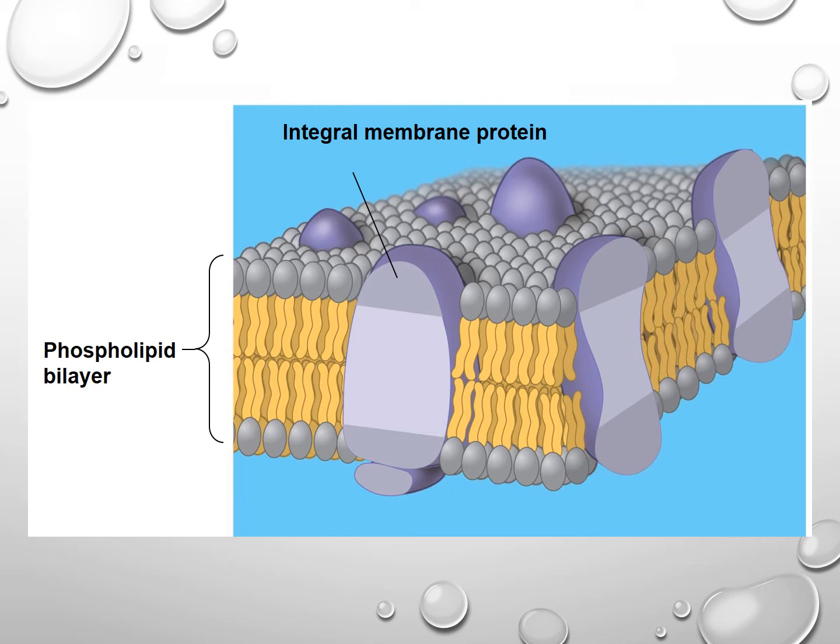You can also see that there are some integral membrane proteins that are embedded within this membrane. Many of these could be used as transporters or channels that would allow other substances that normally couldn't pass directly through the membrane itself to pass through a dedicated tunnel or pore.